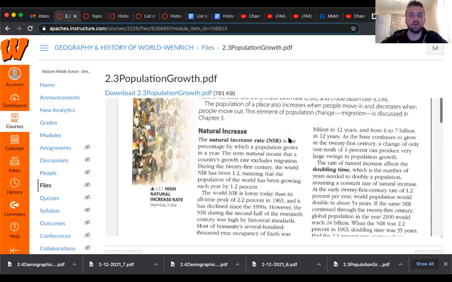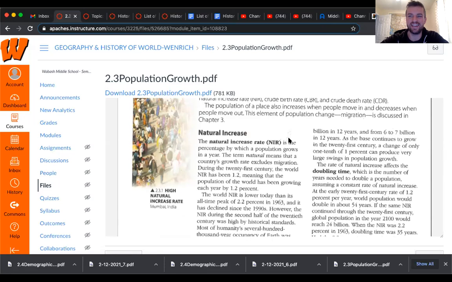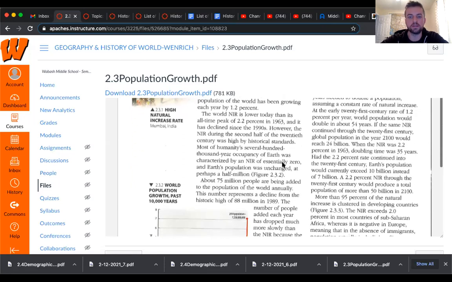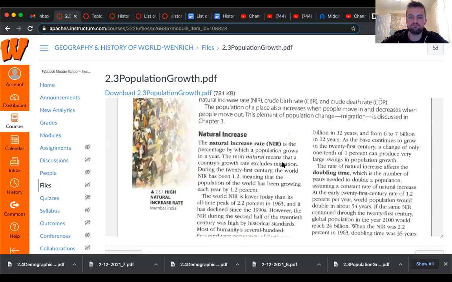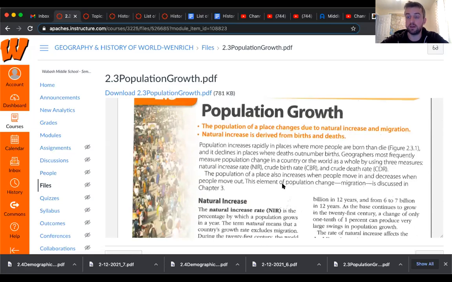So I'm going to wrap this up. Big takeaway here: you've got to know what natural increase rate is. You have to know what doubling time is, and more importantly, the things that impact it: the amount of babies being born and the amount of people dying per 1,000.